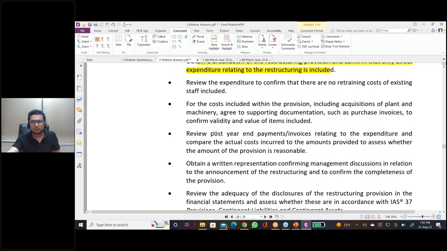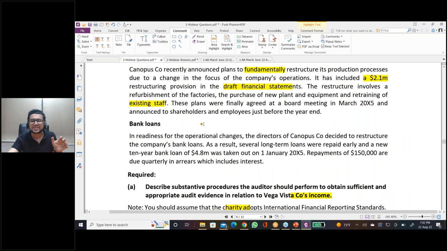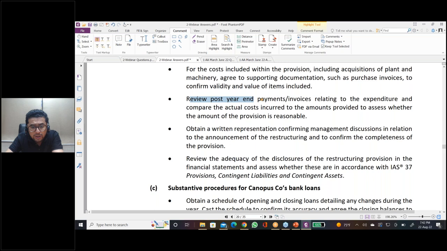Secondly, in order to make sure that this 2.1 million is not understated, check the post year end actual payments with respect to this restructuring provision. How would I verify? Make sure from the post year end bank statement and cash day book that the actual payments are in line with this 2.1 million. Well, check it out from the solution. Review the post year end payments. Make sure that the actual cost incurred is in line with the year end provision, and that 2.1 million was a reasonable estimate.